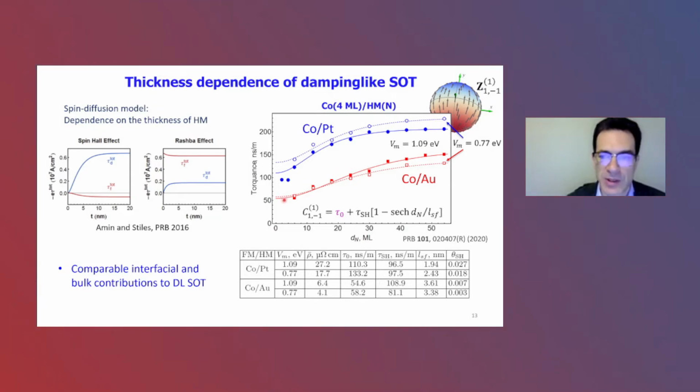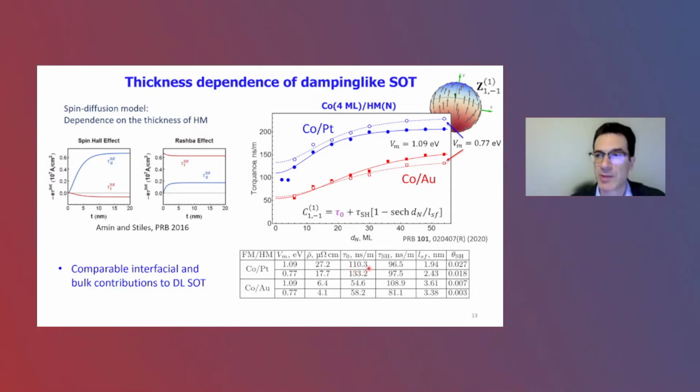So what we see here is that this damping-like torque does not go to 0 as the thickness of platinum is sent to 0. So there appears to be a finite intercept, and we have to interpret this as an interfacial contribution, as opposed to the bulk contribution that looks like this. So we have to add a constant to the fit, and this represents the interfacial contribution. And the results of the fit show that the interfacial and the bulk terms are comparable, and in fact, the interface term can even be larger.